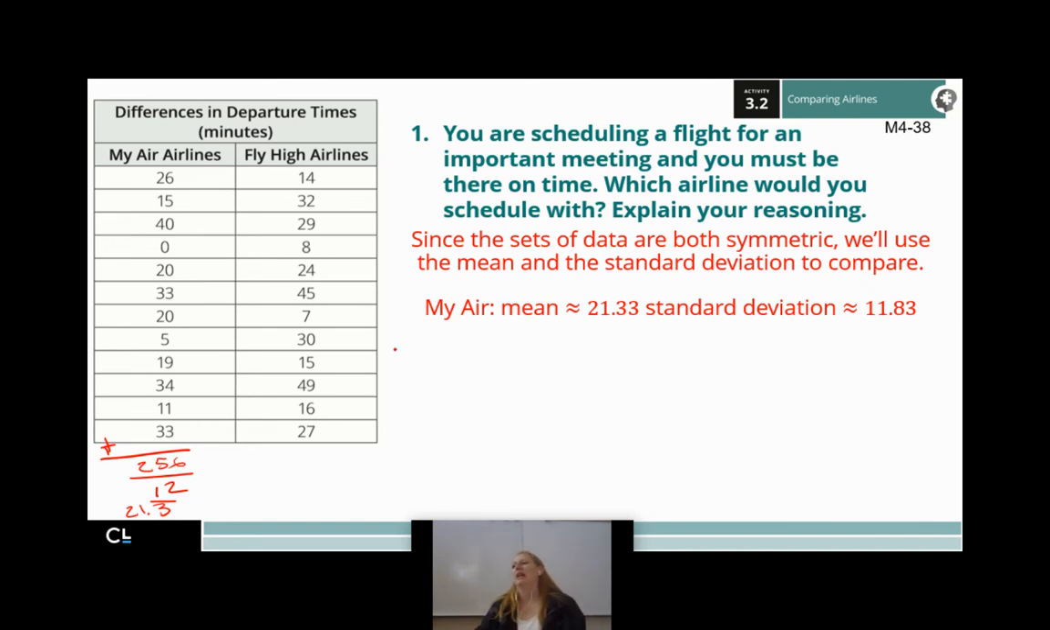We're going to do the same thing for Fly High Airlines. If I add all these up, 14 plus 32 plus 29 plus 8 plus 24 plus 45 plus 7 plus 30 plus 15 plus 49 plus 16 plus 27, I got a little bit higher mean. I got 296. And if I divide that by 12, because there's 12 of these, I get about 24.6 going forever.